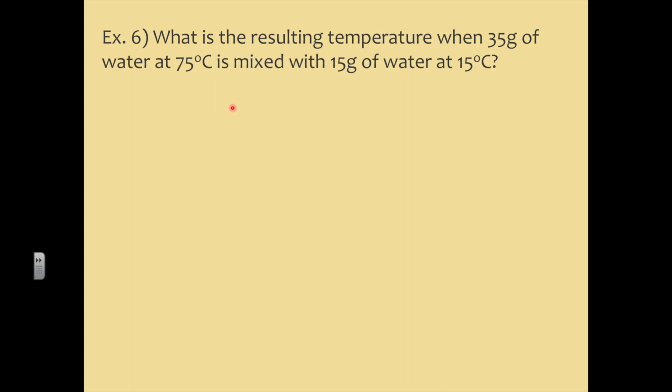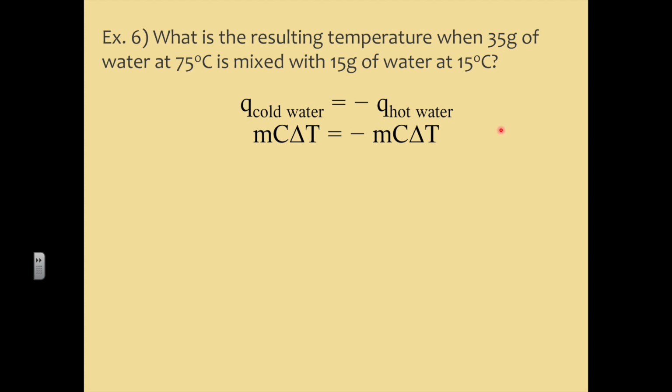So for example number 6, what is the resulting temperature when 35 grams of water at 75 degrees Celsius is mixed with 15 grams of water at 15 degrees Celsius? Well, we have cold water and hot water. Again, the heat will leave the hot water and go into the cold water, right? We're going to assume that they're the same. So we'll assume that mcΔT equals negative mcΔT.